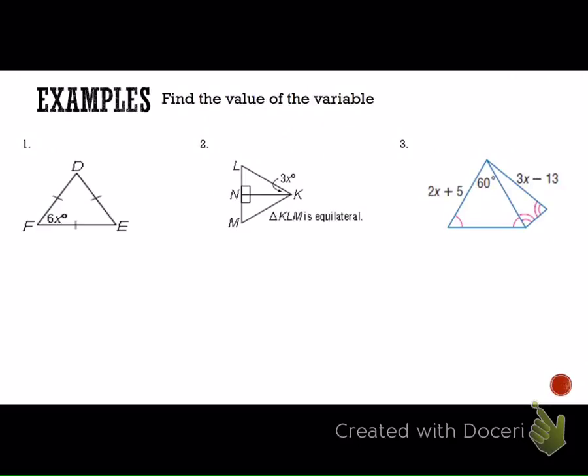Okay, so find the value of the variable. We know all the sides are congruent, so what do you know about all the angles? They're all congruent, which makes them all equal. So each one is 60.